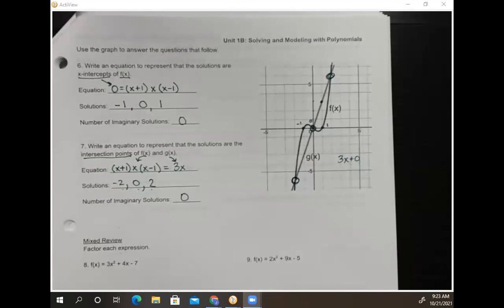If you're looking for intersection points, that means you're going to have one function equal to another, and that other function might just be a number. That's okay. If you're in a table and you're looking for intersection points, you're going to look for when those y values are the same.